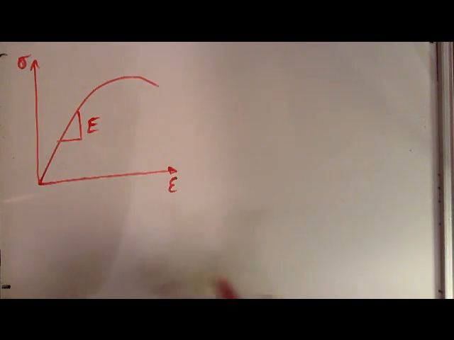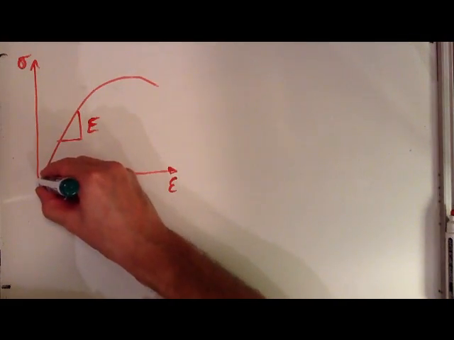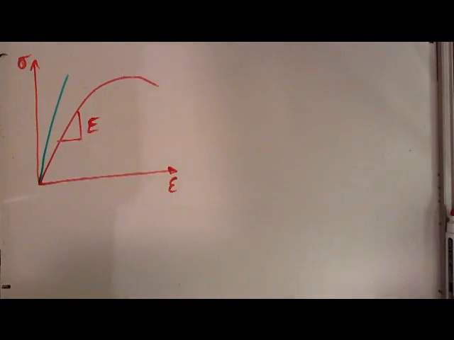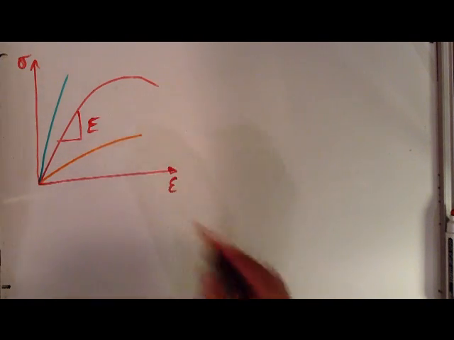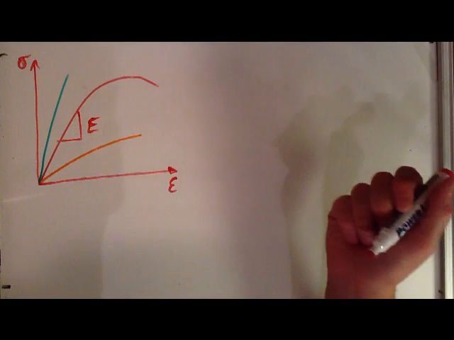So I've got three materials: the red line, the green line, and I hope it comes out okay on this, an orange line. Well, what can we say about these lines?